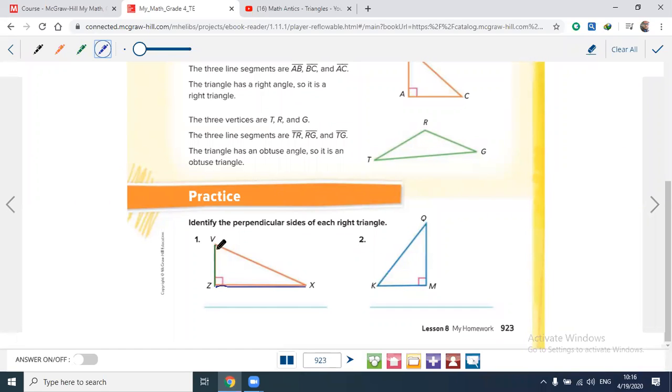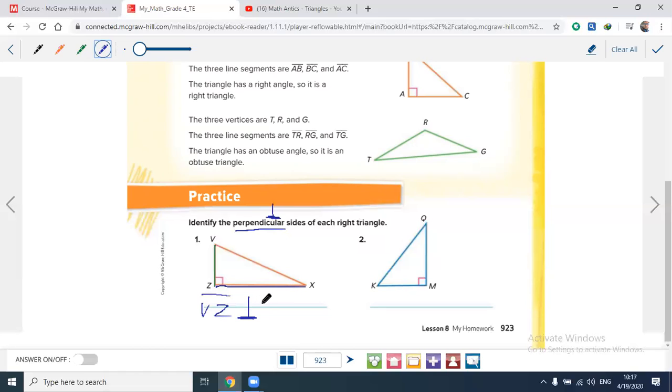Okay, I have this line called what? VZ. So I will write VZ, and I will write the perpendicular. This sign is like a flipped capital T. This means perpendicular. We use this symbol to write the word perpendicular. So here this is VZ and what is the other line?